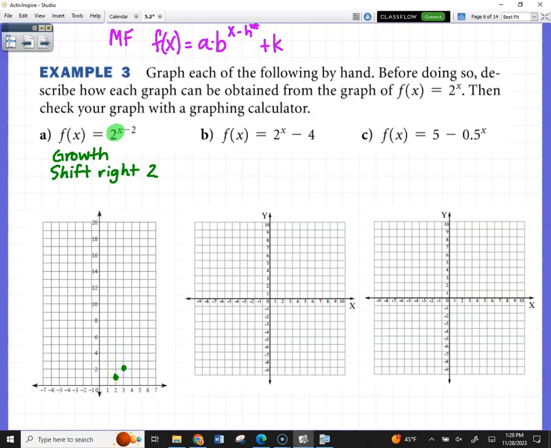If you plug 2 into the original, you got 8, it's going to go right 2. And you should be able to see the curve. Please don't sit there trying to graph 10 points. Just graph a few to get the general idea of where the curve is. Remember, the mother function curve was like right here. So you should be able to visualize, okay, it went right 2.